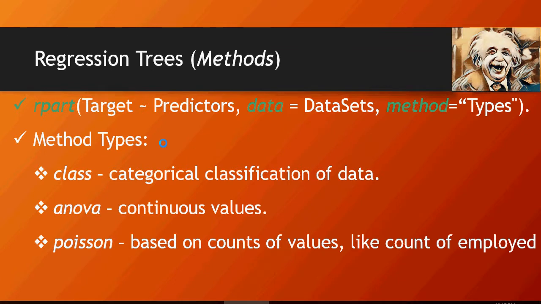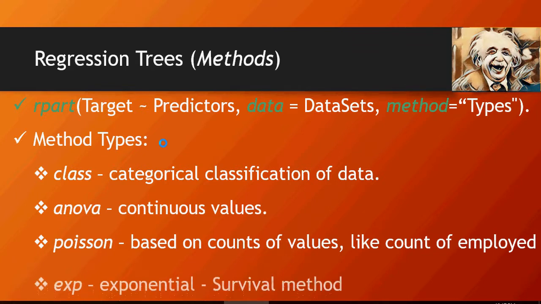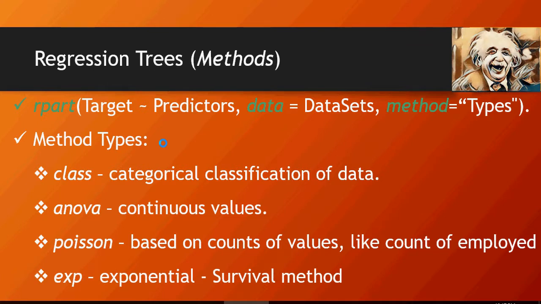Poisson, based on counts of values, like count of employees, count of people who are employed and stuff like that. This is the count of any variable which can drive this Poisson. And exp is another type of method, which is exponential, based on the survival method. I think we will put it out of scope for now. So we are going to discuss three: class, ANOVA, and Poisson. Let's do some hands-on.